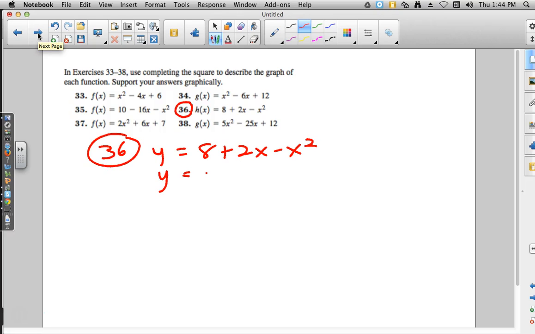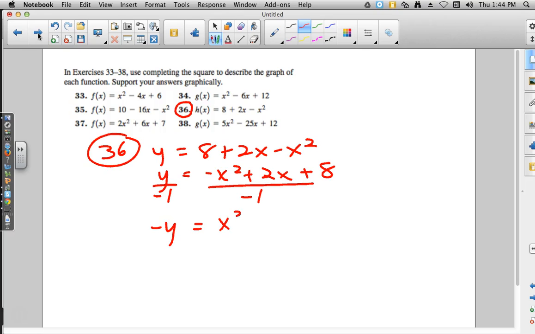So let's reorder this. And that negative in front of the x squared has to go. It absolutely has to. It has to be a positive 1 in front of our x squared term.